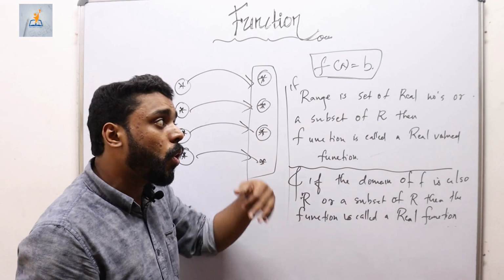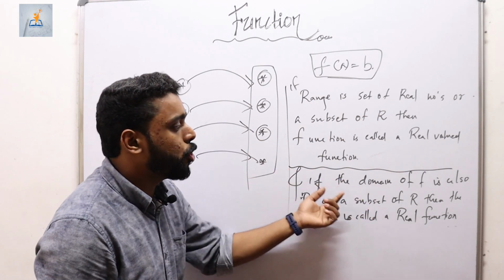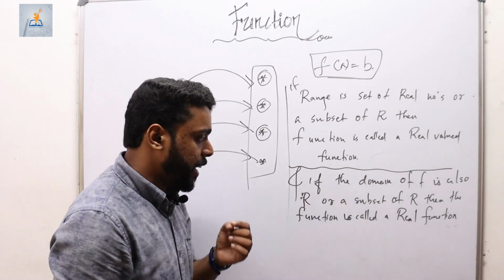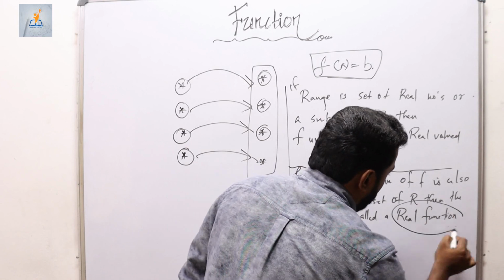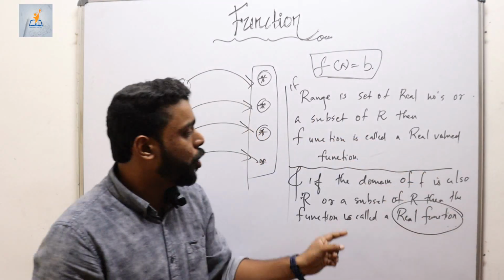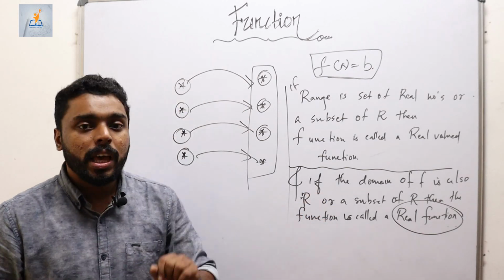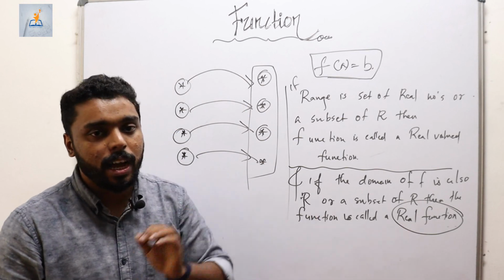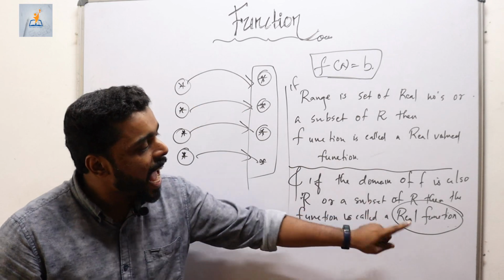So a real function means, in addition to this property, which means the range is a set of real numbers or a subset of real numbers, if it has this property also, the domain is also the set of real numbers or a subset of real numbers, then we can call the function a real function. If it has only this property, then it is a real valued function. If in addition to that it has this property also, then we call this function a real function. So note the difference between a real valued function and a real function.